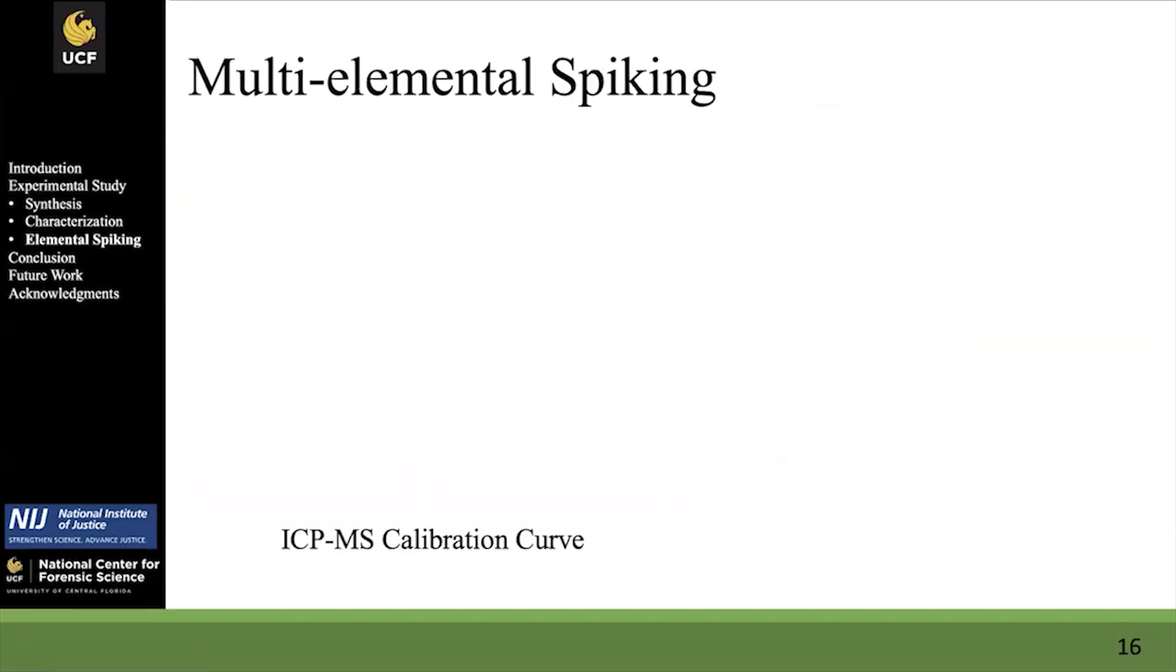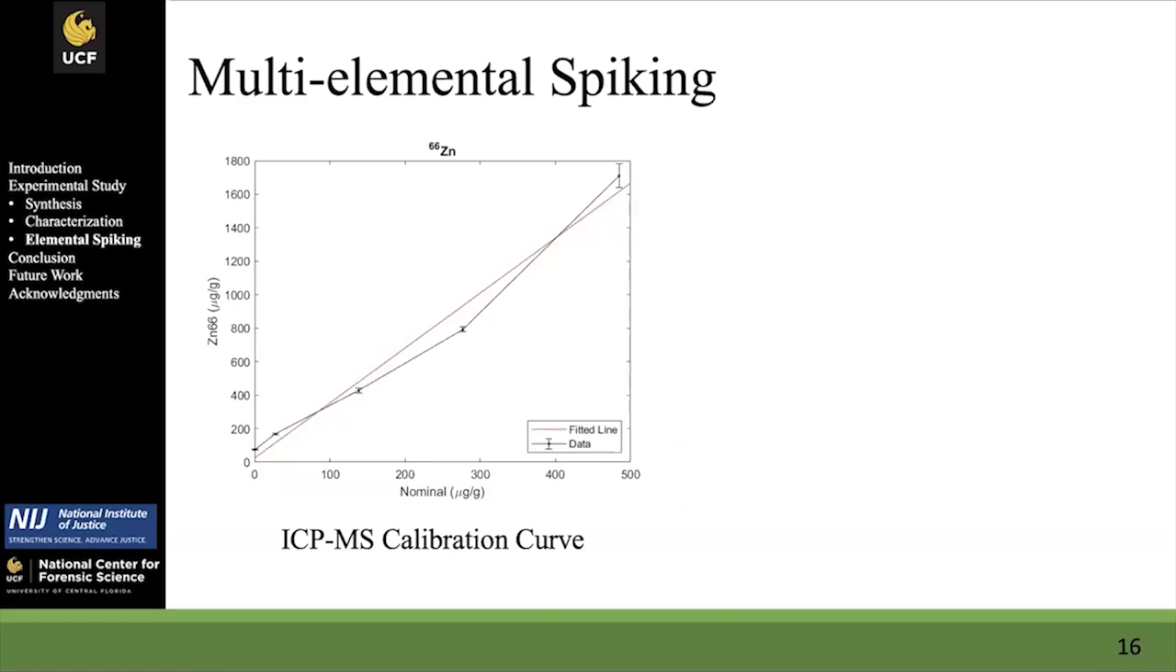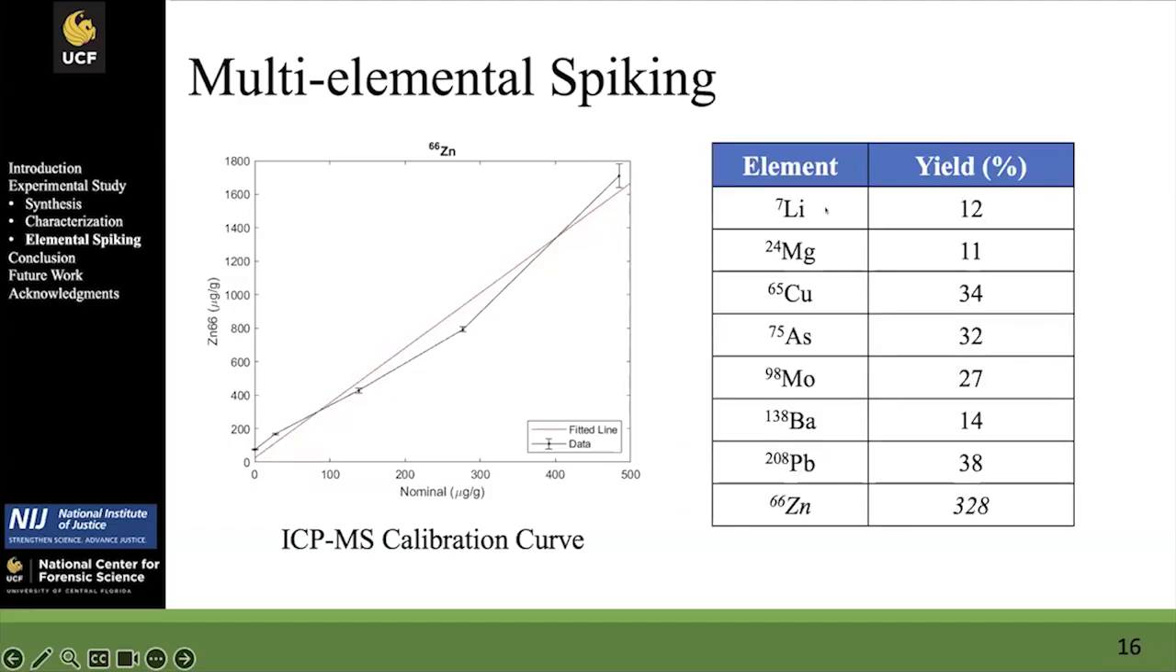For the multi-elemental spiking, we are developing a series of calibration curves for each element. These right here are the elements that I spiked with. We spiked in a series of nominal concentrations, and then we saw the instrumental response, and we correlated the instrumental response to the nominal concentration. What we are seeing here is a variation of yields. These are yields that I got back for each correlating element, and we see the yields are anywhere from 11 to 40%. For zinc, we have a very high yield. This is due to zinc being present everywhere, unfortunately. So that is something that we are looking into as well.